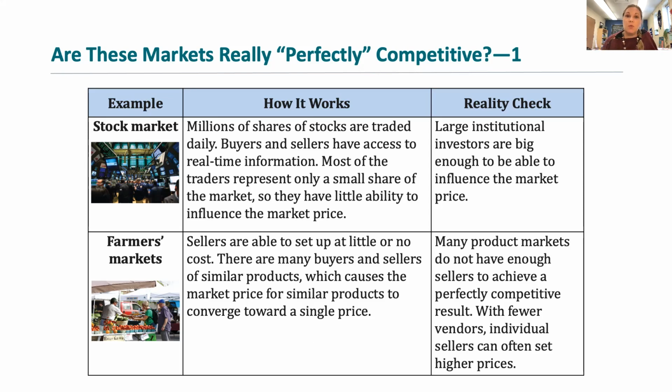So at first, it looks like these people would be price takers. However, we haven't met the many buyers, many sellers situation perfectly, because in many of these individual regional or local product markets, a single farmer's market doesn't have enough sellers to achieve a perfectly competitive result. If there are so few vendors, so few sellers of a specific good, then an individual seller could often set a higher price in order to meet the supply needed for a local or regional demand.